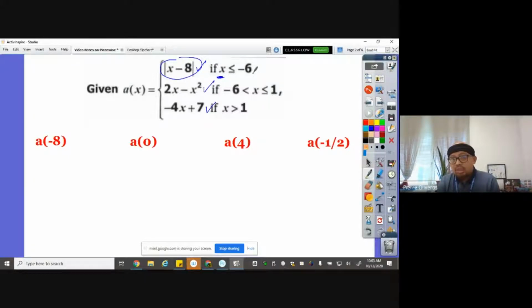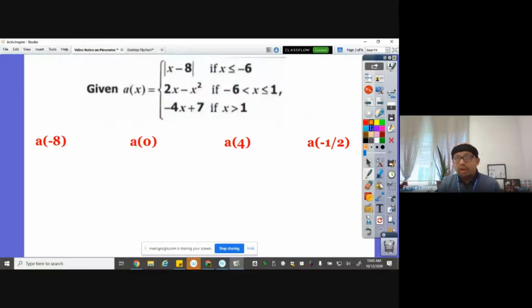So x less than or equal to -6. Everything from -6, -7, -8, and so on to infinity, we will use the absolute value of x minus 8. While 2x minus x squared is a quadratic, this function will be used for everything between -6 and +1, including 1, not including -6, because -6 is already covered by the absolute value of x minus 8. While the other one, -4x plus 7, will be used for everything greater than 1.